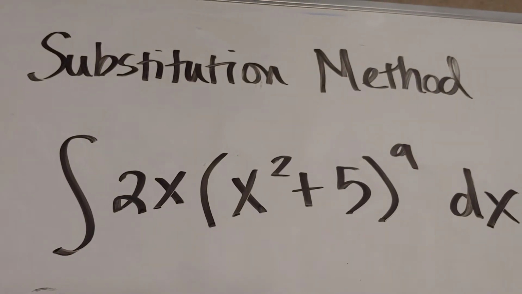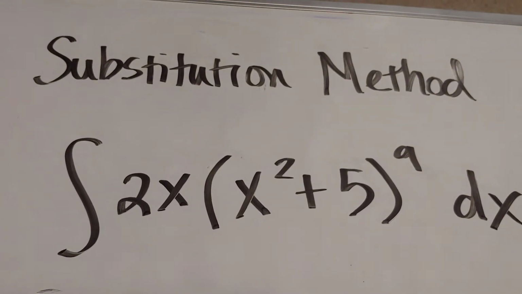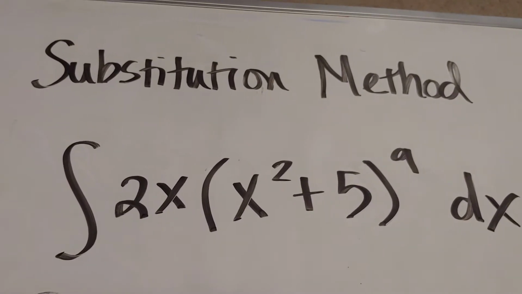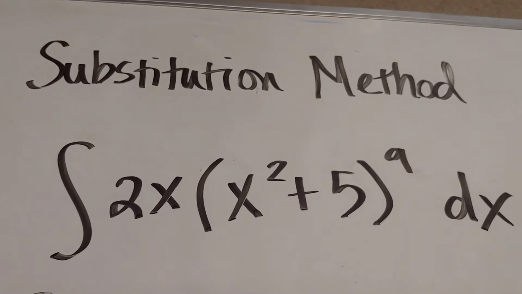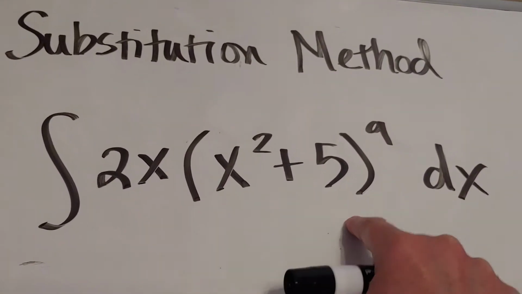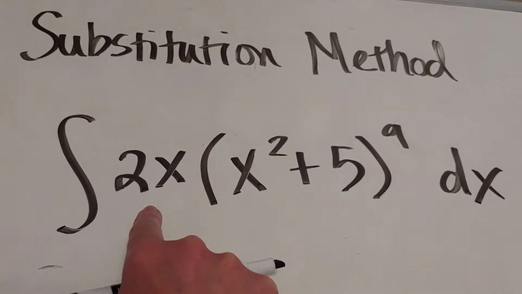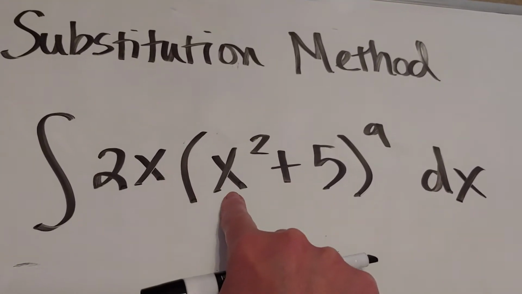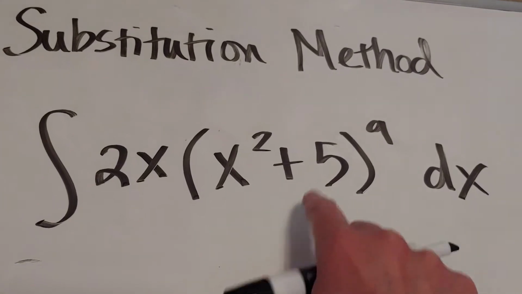This time we're going to do a complete integration problem start to finish using the substitution method. So this is our first example. How we know that we want to use substitution is I have stuff in parentheses with an outside exponent and extra stuff outside. What we're going to do is let u equal the stuff inside the parentheses.